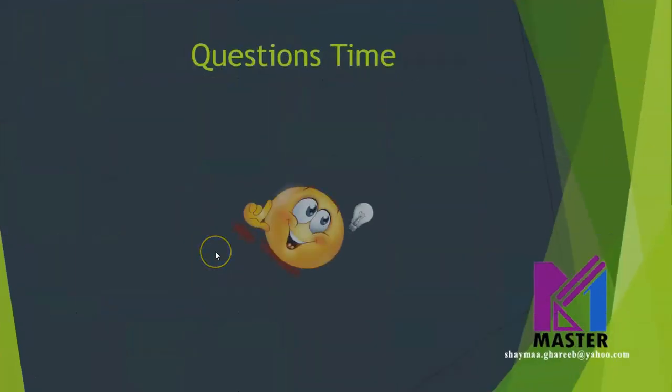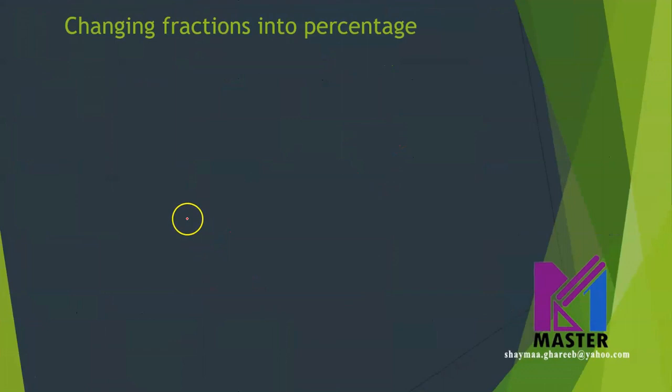Now let's have our questions time. Are you ready? Change fractions into percentage. So I have 7 over 10. What do you think? I multiply. I need the fraction to be over 100, so I will multiply by 10 up and down.